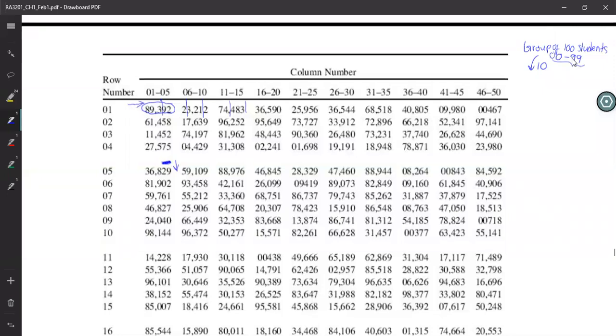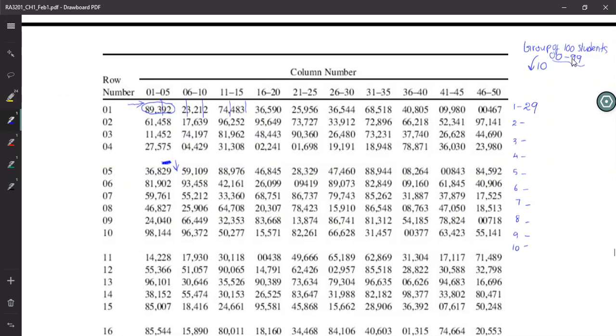I need 2 digits. So my first one is 29. That means I have to pick the 29th student. So this is my first one in the sample, second in the sample, third, fourth, fifth, sixth, seventh, eighth, 9, and 10. So this will be my sample. So the 29th student will be the first in my sample.